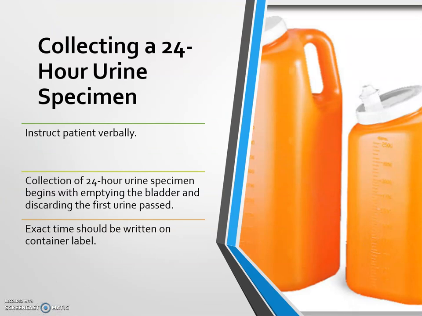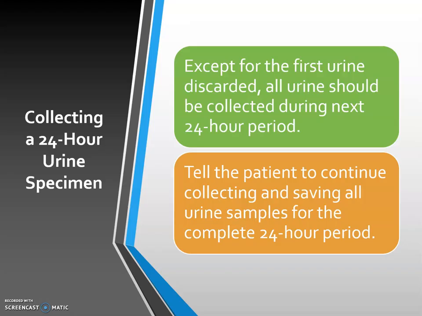Instruct the patient verbally how to collect a 24-hour urine sample. Collection of a 24-hour urine specimen begins with emptying the bladder and discarding the first urine passed. The exact time should be written on the container, because that will be the start time of collection. Except for the first urine discarded, all urine should be collected during the next 24-hour period. Tell the patient to continue collecting and saving all urine samples for a complete 24-hour period.